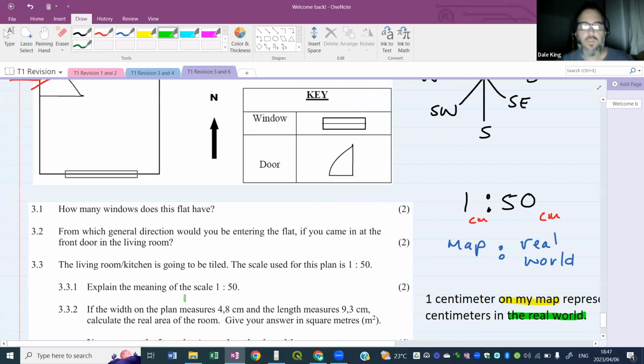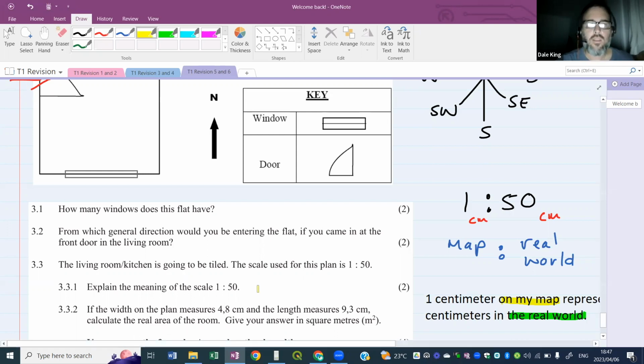Now they're asking you this for the reason, because there comes question 3.3.2. Let's read this one carefully. It says, if the width on the plan, now what are we talking about? The width of what? Well, question 3.3 has the instruction: the living room or kitchen is going to be tiled. So we're still talking about the living room or the kitchen. It says 3.3.2, if the width on the plan of the living room measures 4.8 centimeters. Now, when they said on the plan 4.8 centimeters, that's with a ruler. On the plan with the ruler. And the length measures 9.3 centimeters. Calculate the real area of the room.